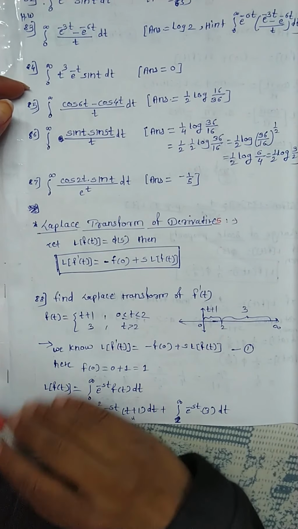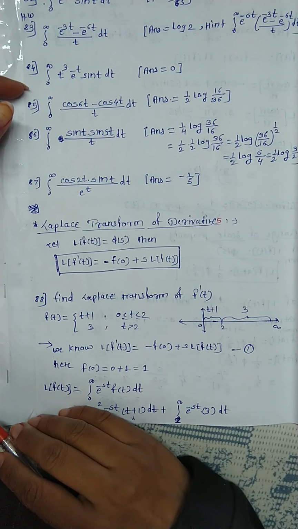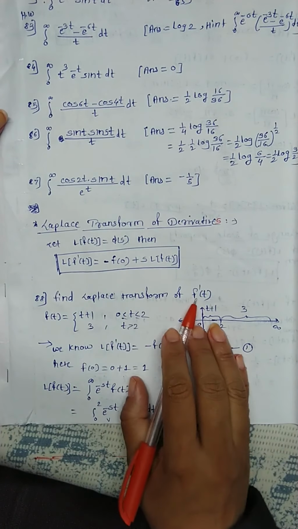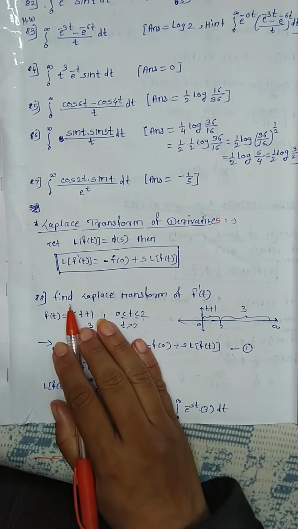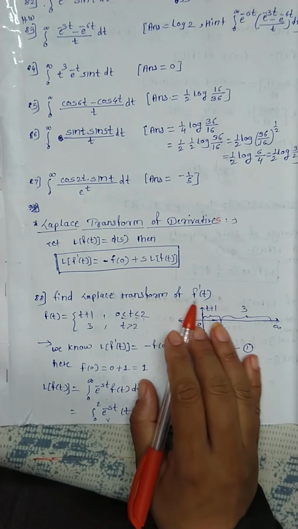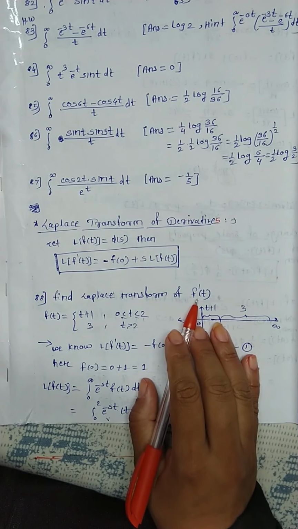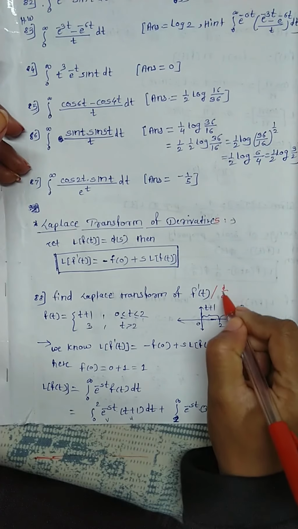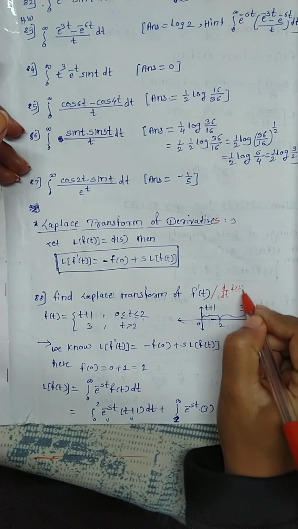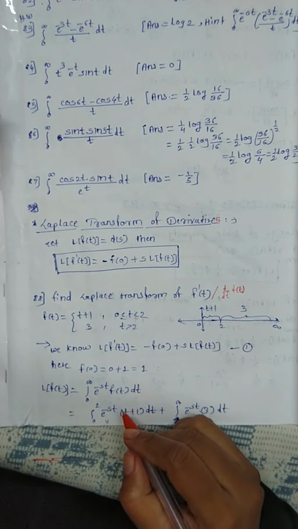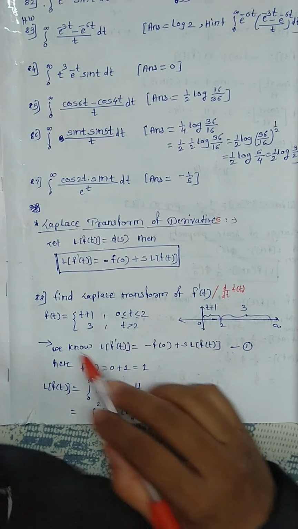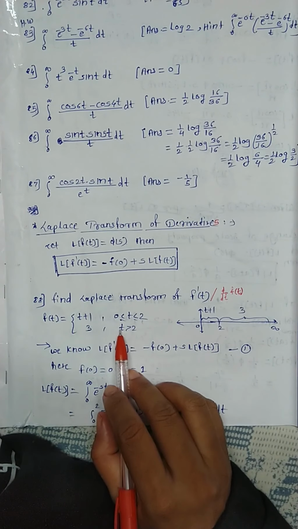Now first let us consider this example. Find Laplace transform of f dash t. Sometimes it can be asked as find Laplace transform of derivative of f of t, or find Laplace transform of d by dt of f of t. They can ask for such type of wording also. d by dt means derivative, dash means also derivative. The function is given in the interval format.